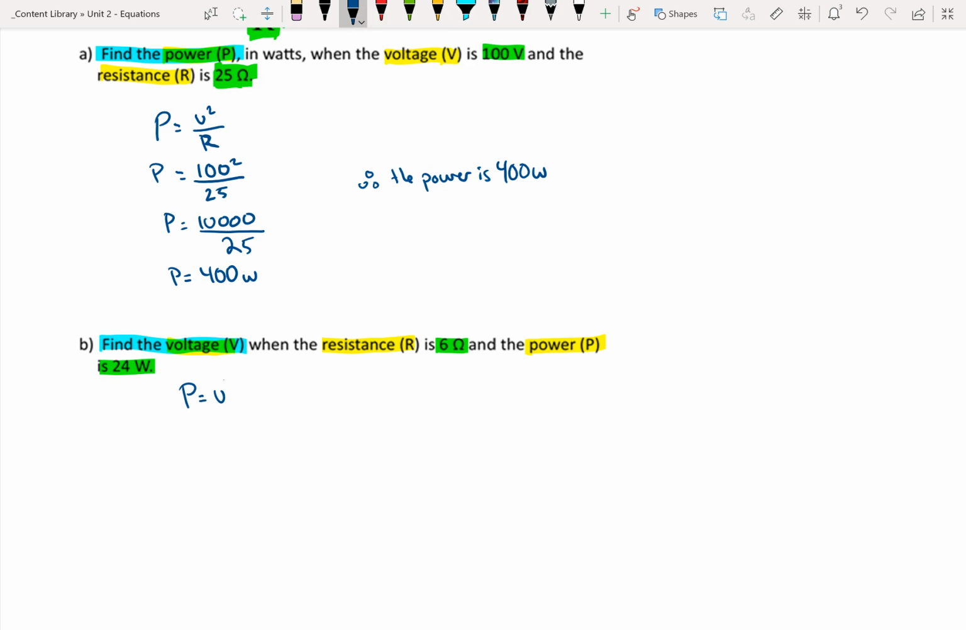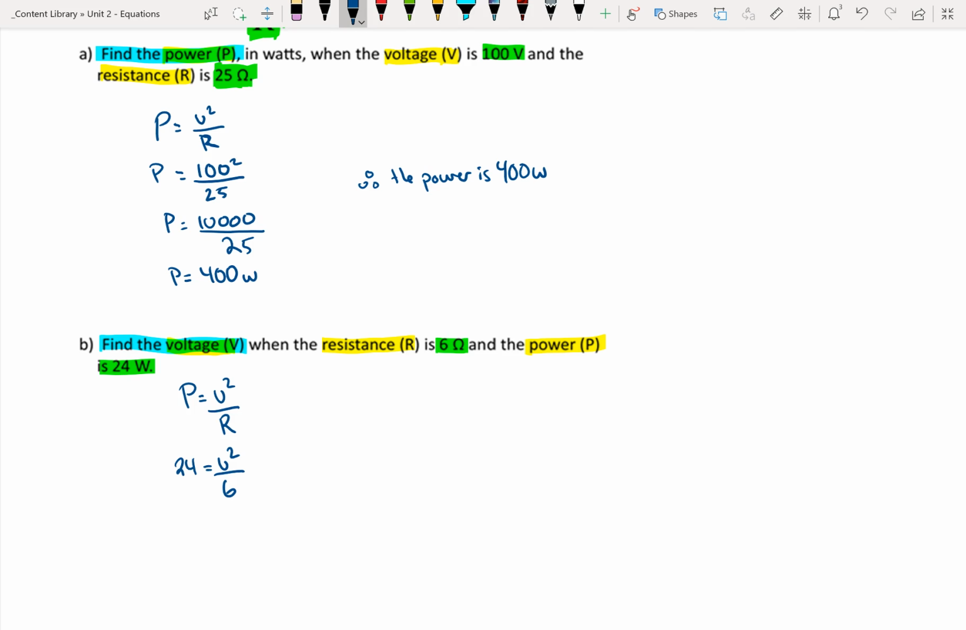So I can start off with my formula. P equals V squared over R. If I'm not sure what to do, let's do the same thing as the last one. Let's plug in what we know. We know the power is 24, and we know that equals our voltage, which is unknown, squared over our resistance, which is 6. So that is what we've gotten to right now, and this may look something similar to an equation, and based on our previous notes, we should be able to solve this equation.